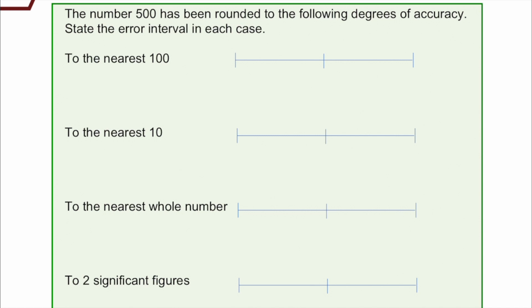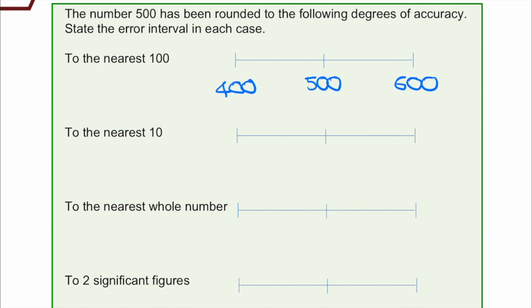So let's look at a really basic example to start with, and we're going to keep the number the same all the way throughout, but we're just going to change how it was rounded and then see what happens to the error interval, to the bounds in each scenario. So we've got the number 500, and first of all, it's been rounded to the nearest 100. So what I'm first of all going to do in the middle of my number line here is put that starting number 500. And it's been rounded to the nearest 100, so to the right of this, let's add 100 on, and let's take 100 away.